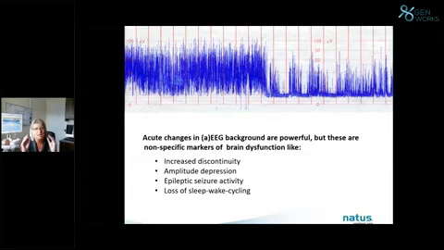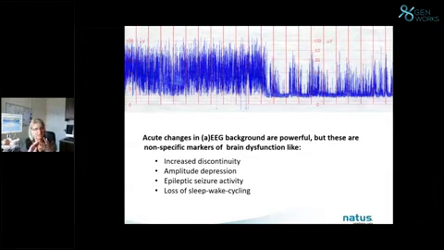They're very powerful, but remember again, they are non-specific markers of brain dysfunction. So we see this increased discontinuity, we see the amplitude depression, we may see seizure activity, and we lose the sleep-wake cycling, but it could be due to any one of those things we've just discussed. It could be cardiac output, it could be medications. There are many things, it could be hypercarbia. It's our job to recognize that there has been a change in brain function and then to investigate what has caused that change. So what's the blood pressure?